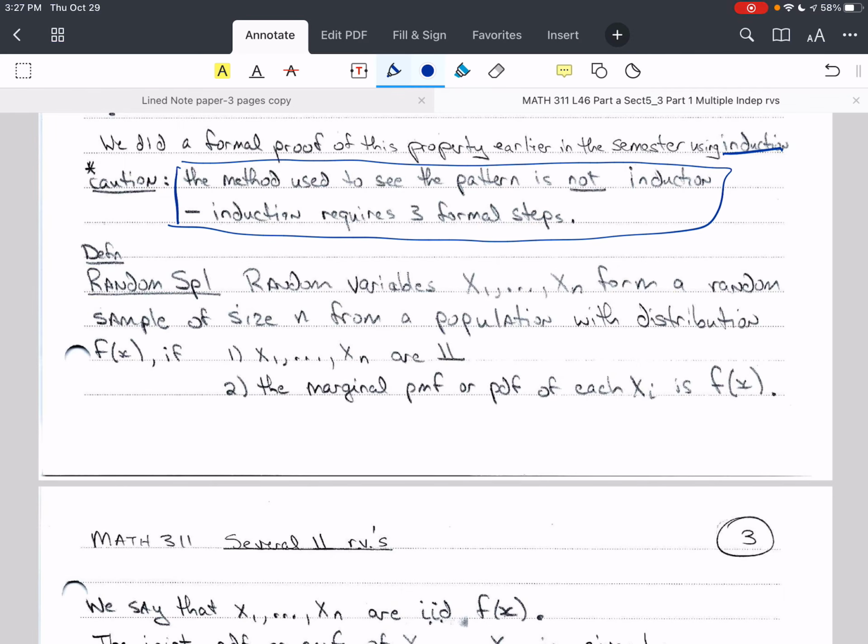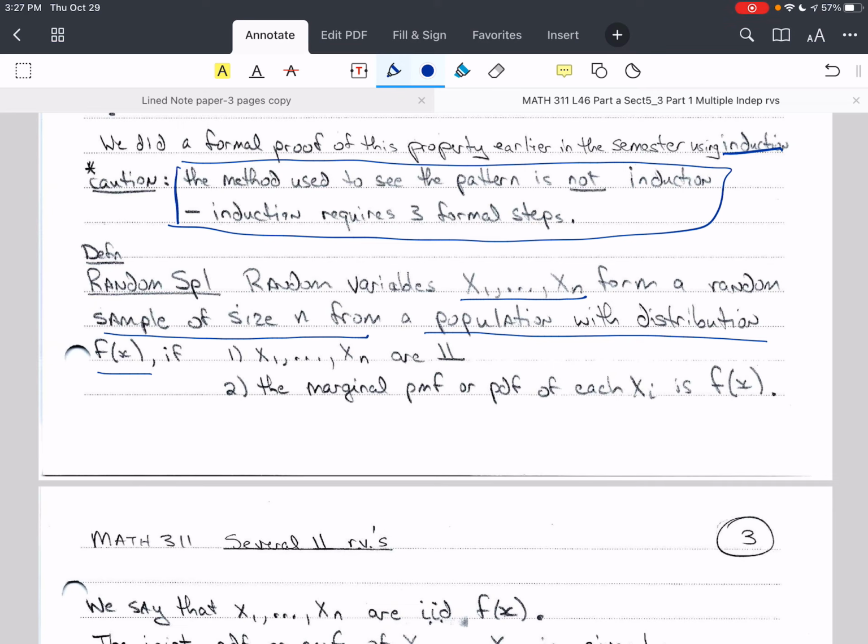So now we come to the definition of something that's extremely important in statistics. If you've taken an introductory statistics course, then you've heard of a random sample. So far, we haven't been talking about samples. We've been talking about populations and distributions and random variables, okay? So now, we have a definition for the random sample. Now, we're no longer talking just discrete. This could be for discrete or continuous, okay?